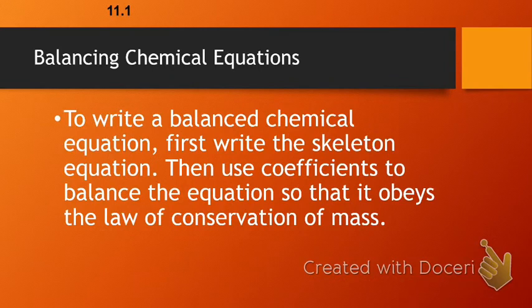Okay, key point here. When we write our balanced chemical equation, we're going to start with our skeleton equation. Then we're going to use coefficients to balance it so that it obeys the law of conservation of mass. Okay, coefficients are going to be numbers in front of your products and reactants.